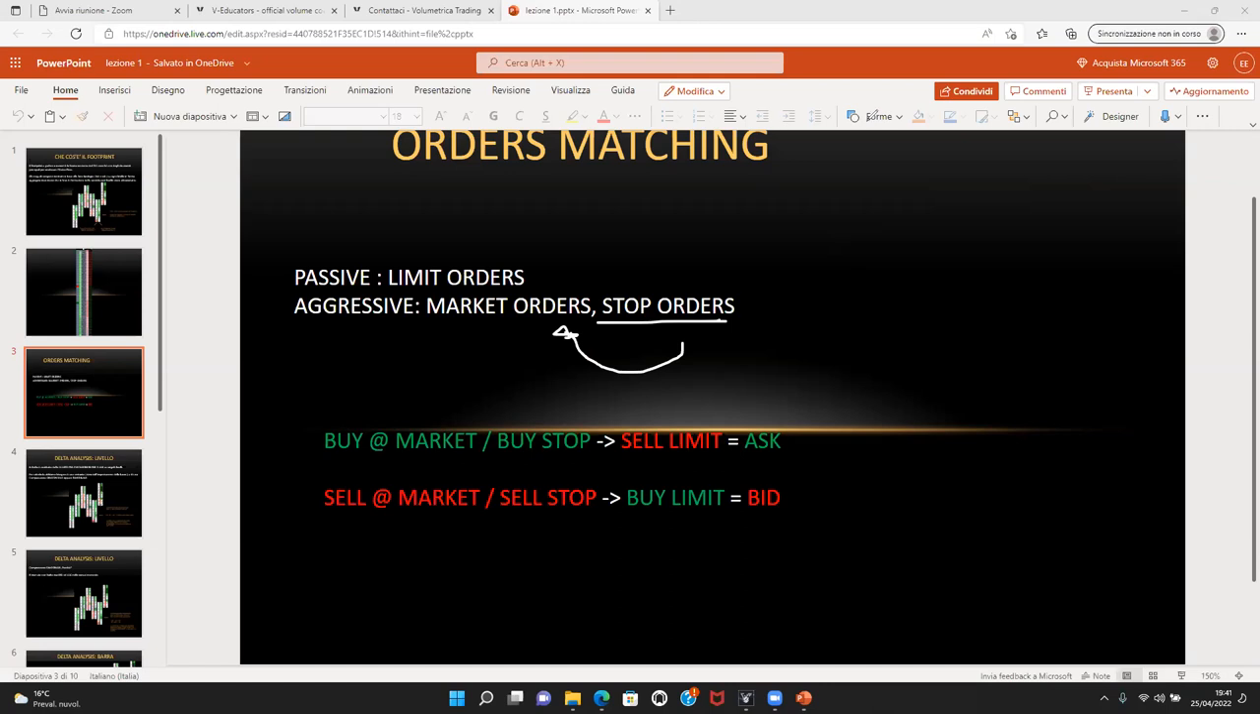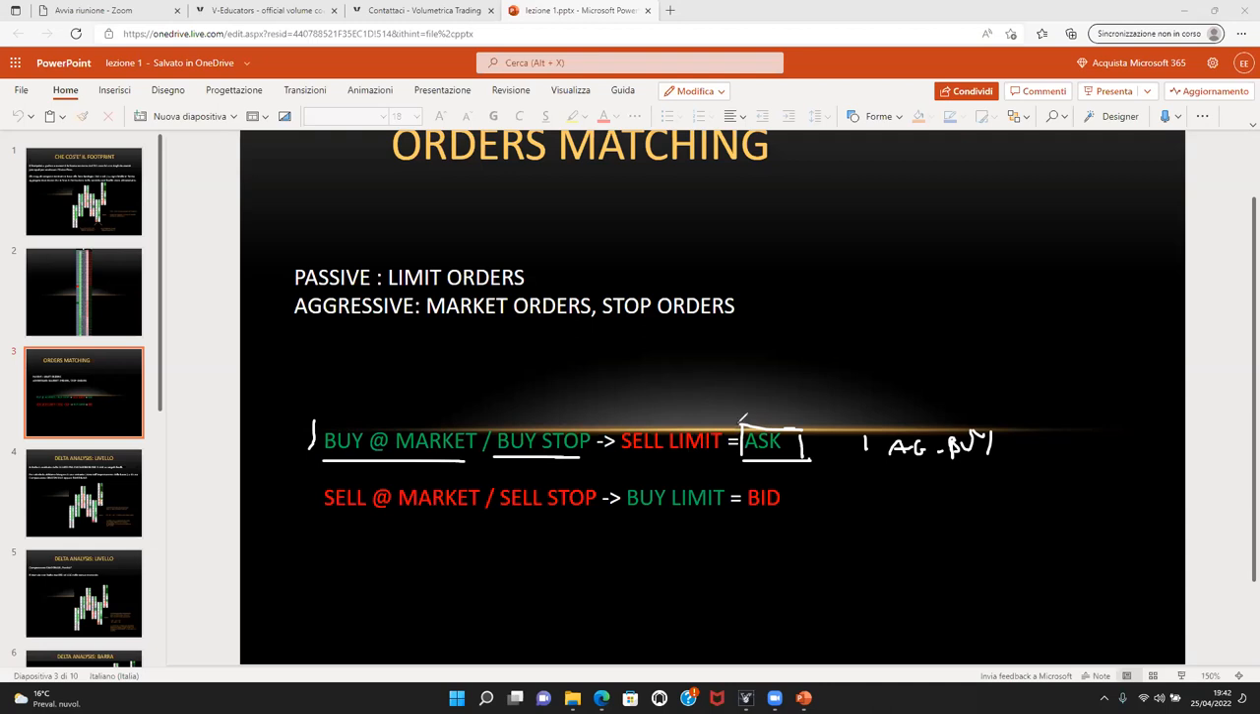And how are orders matched? Buy market orders and buy stop orders will be matched with corresponding sell limit orders. And at this stage, the exchange will count an ask print. So basically, we'll track this order as one aggressive buy order. Okay.